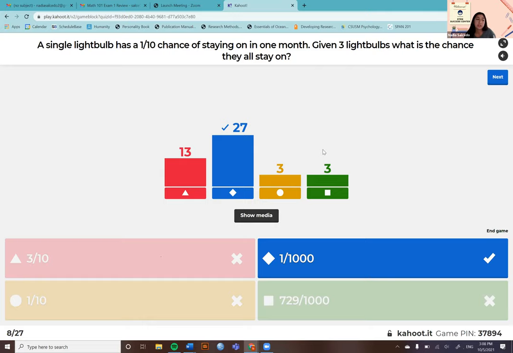So this one's gonna be pretty similar to the probability of getting all 3 heads, like in the first problem that we did. Since we know that one light bulb has a 1 in 10 chance of staying on in 1 month, and we're trying to find the probability of 3 light bulbs staying on in 1 month, since these are all independent events, we can do event 1, which would be 1/10. This would be the probability of 1 light bulb staying on in 1 month, times the probability of another light bulb staying on in 1 month, and the third light bulb staying on in 1 month. And so then we can multiply these all across.